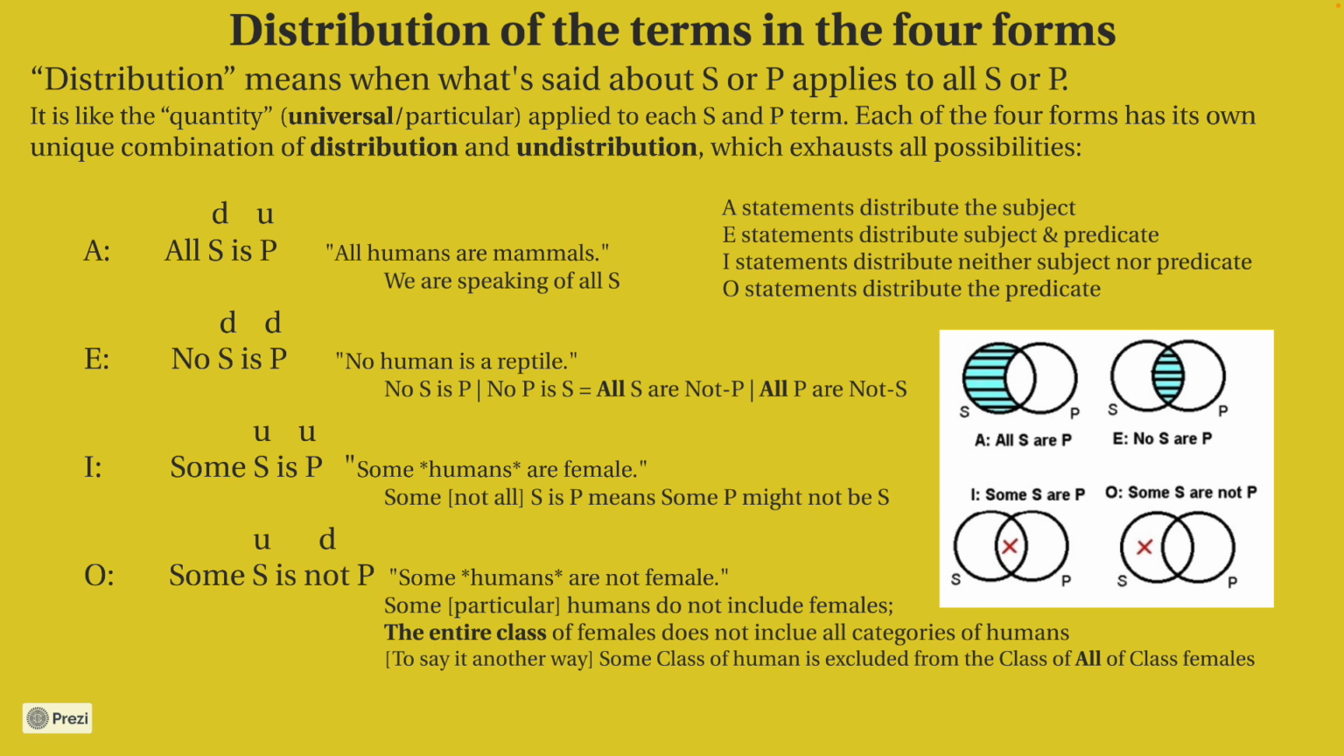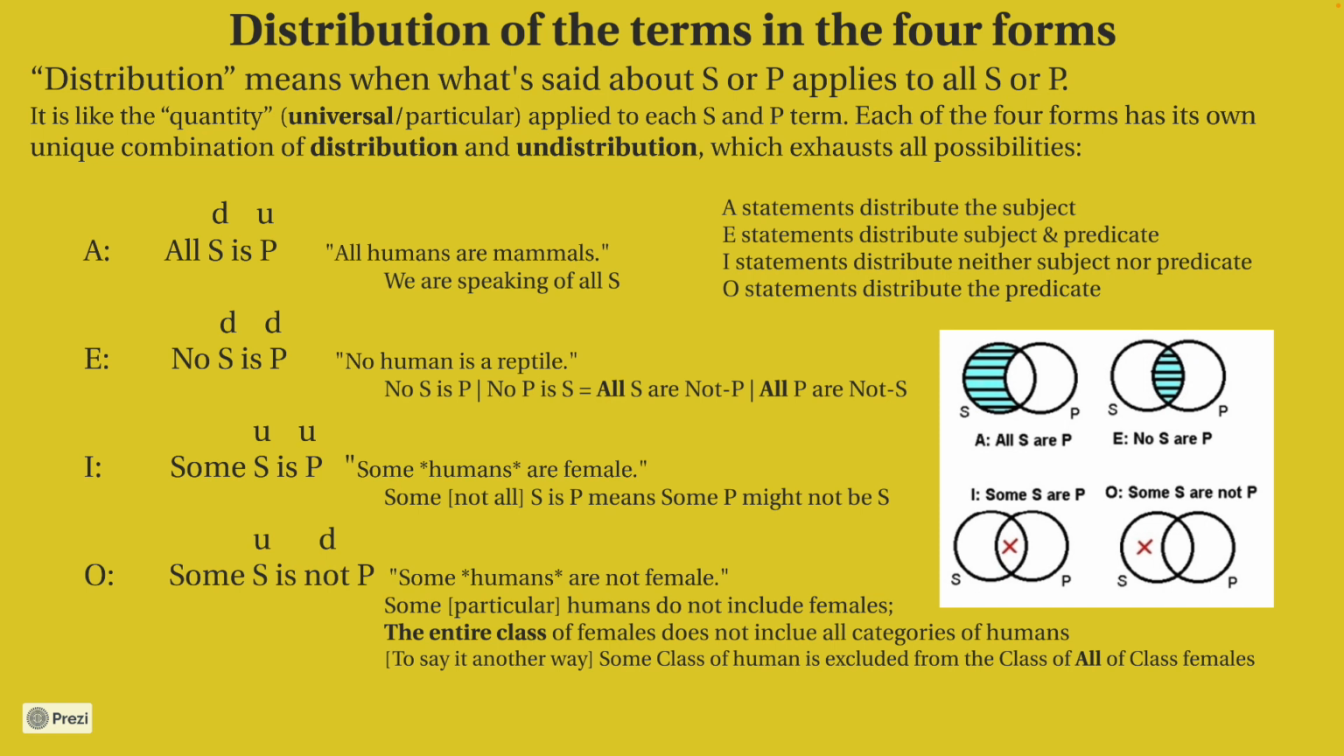I think the trickiest form when it comes to understanding distribution is the O form. Some S is not P. For example, some humans are not female. Here we're saying some particular humans do not include females. So it is easy to see why S is undistributed in this case. What is more difficult for some is to understand why P is distributed. And this is because what we're saying is that the entire class of females does not include all categories of humans. To say it another way, some class of human is excluded from the class all females.